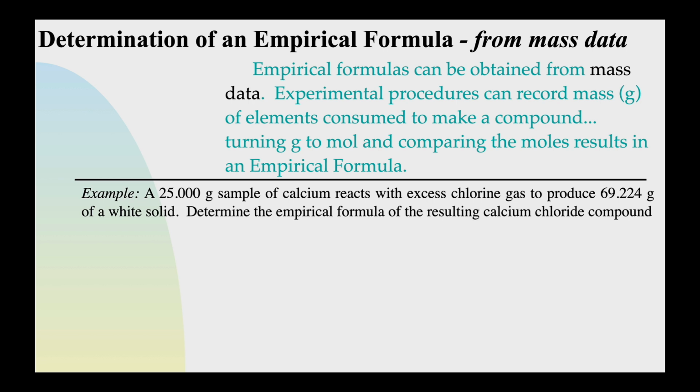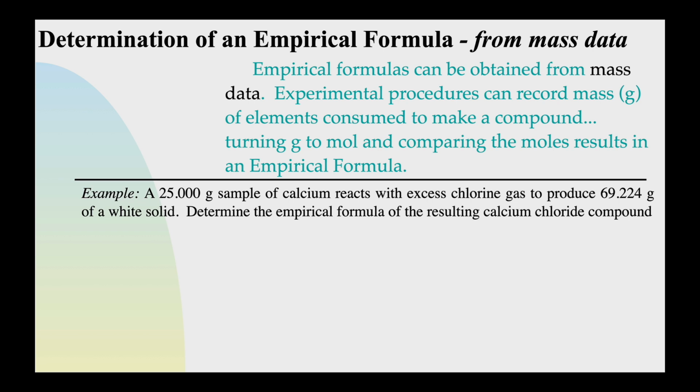In the problem right there, it says we have a 25-gram sample of calcium, and it's reacting with excess chlorine, which means we have more chlorine than we know what to do with, and it creates a compound with 69.224 grams of solid. And it says determine the empirical formula of the resulting calcium chloride compound. So what this means is that the 25.000 grams, all of that was used up. And because the compound, the white solid, has a total of 69.224 grams, that means all of that 25 grams went into the 69.224 number.